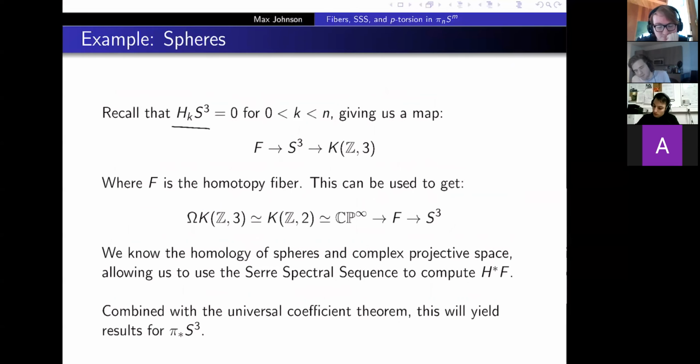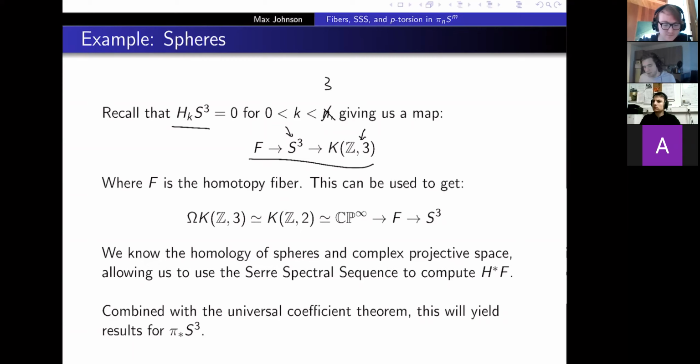Recall that H_k of S3 is 0 for k equal to 1 and 2. Oh, sorry, this should not be an n. This should be a 3. Giving us a map from the fiber F into S3 into K(Z,3), where F is the homotopy fiber, and I'm not going to write the little f anymore. Okay, well, this guy is known, but kind of a pain. This guy is very easy.